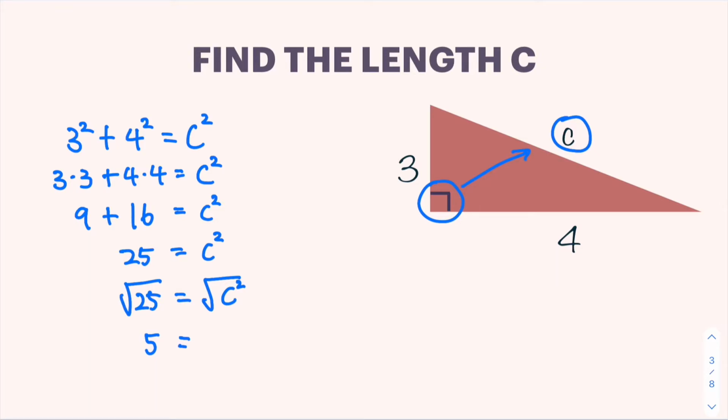So 5 is equal to C, since the square root and the square cancel each other out. And this means therefore C is equal to 5. We have successfully found the length of the side C.